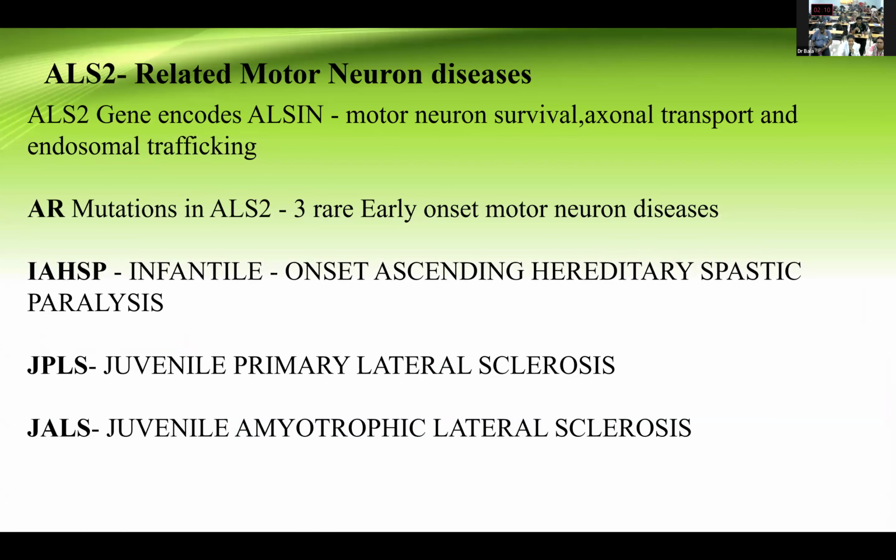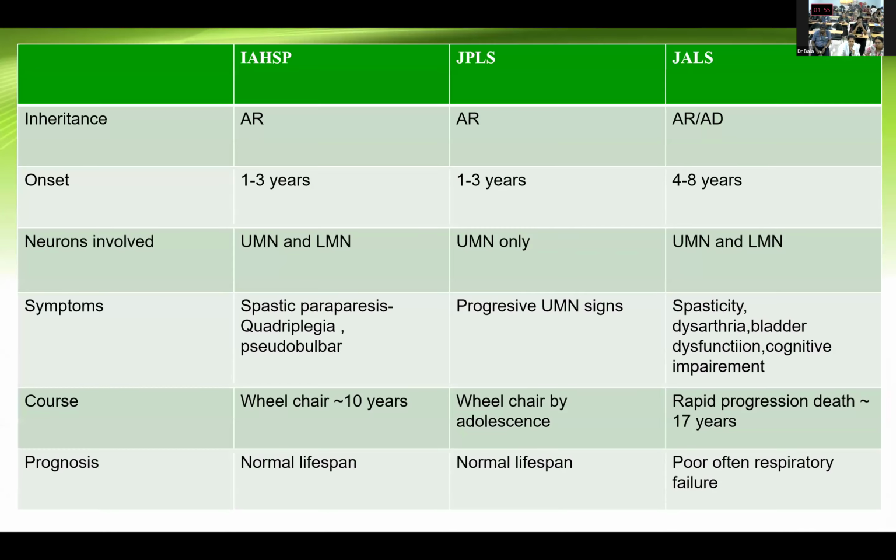ALS2 gene mutation results in 3 rare early onset motor neuron diseases: infantile onset ascending hereditary spastic paralysis, juvenile primary lateral sclerosis, and juvenile amyotrophic lateral sclerosis. With our case, it is likely to be infantile onset hereditary spastic paralysis, as the mode of inheritance is autosomal recessive, age of onset is 1 to 3 years, and the symptom is usually spastic paraparesis, which is seen in our child. Due to progressive weakness, the child will be in a wheelchair at around 10 years of age.